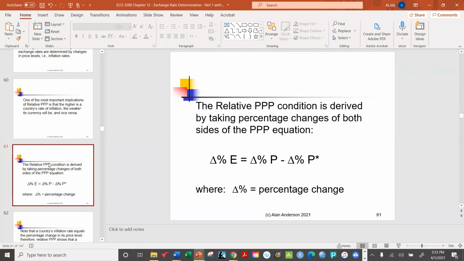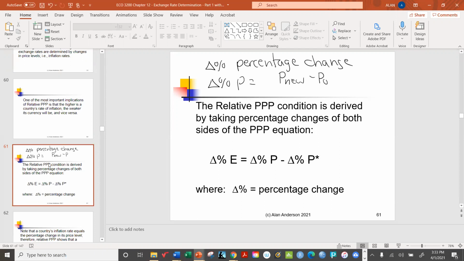So what's happening now is that we're changing all these variables into percentage changes. This is a percentage change. So if you're looking at, for example, the percentage change in the price of a good, then that would mean, let's say, the new price of a good minus the old price, divided by the old price. That's how you would calculate a percentage change.